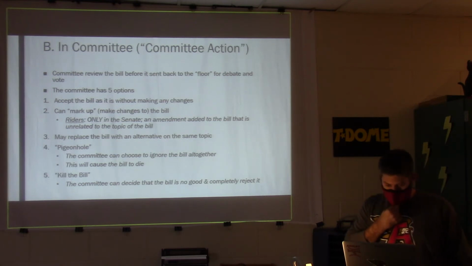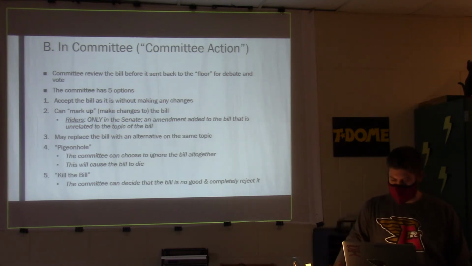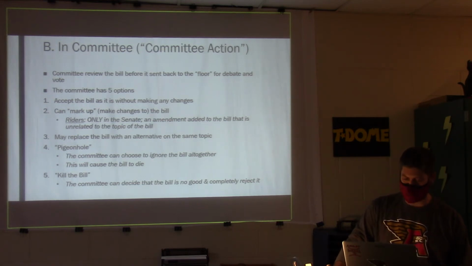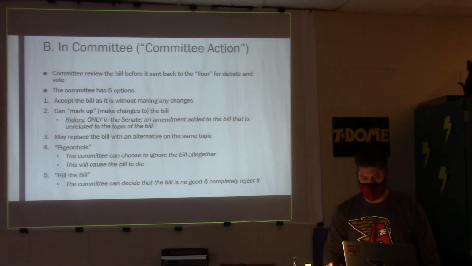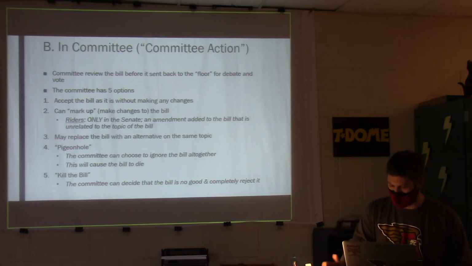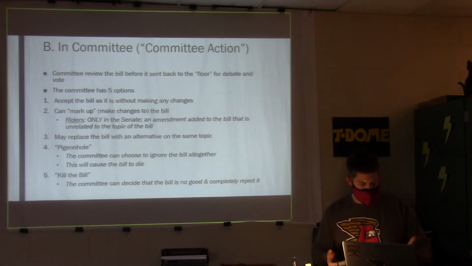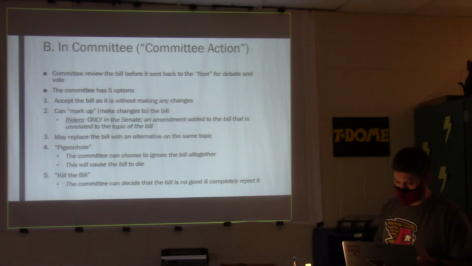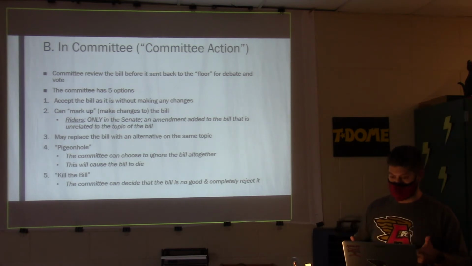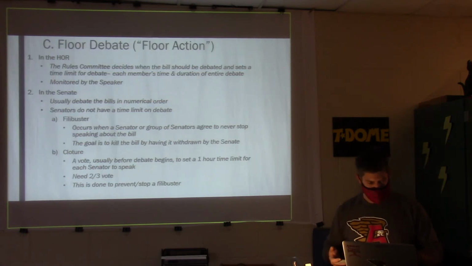Number 3, they may replace the bill with an alternative on the same topic. And then number 4, they could pigeonhole it, which is a term. The committee can choose to ignore the bill altogether, and this will cause the bill to die. It will never reach the floor this way. Number 5 would be kill the bill, so the committee can decide that the bill is no good and completely reject it and verbalize that and basically say, we're not doing that.